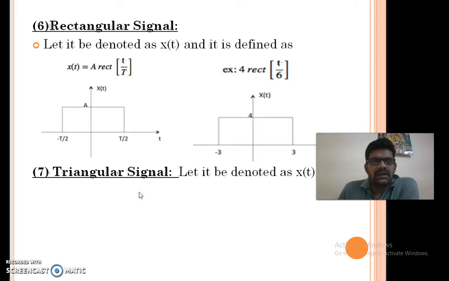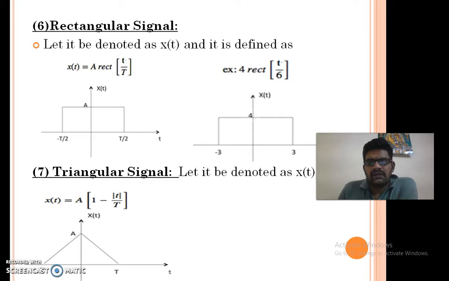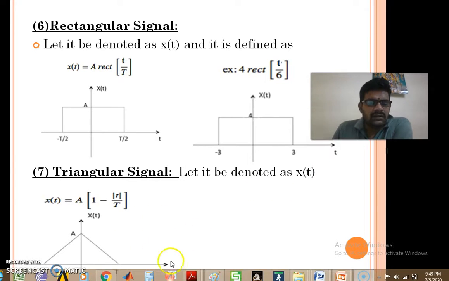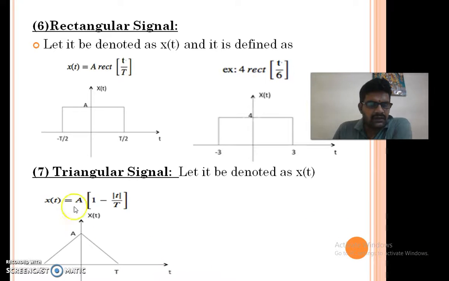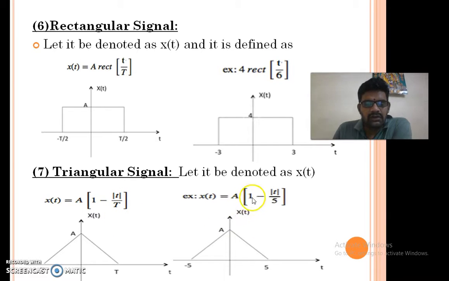Next, the triangular signal. The triangular signal is denoted by x of t or tri of t, and this triangle function is defined as x of t equal to A into 1 minus mod t by capital T, and an example is shown here, A into 1 minus mod t by 5. So here the spread goes from minus 5 to plus 5. The triangular function is nothing but adding a positive slope and a negative slope. Positive slope during the negative time cycle plus negative slope during the positive time cycle will give the triangular function.